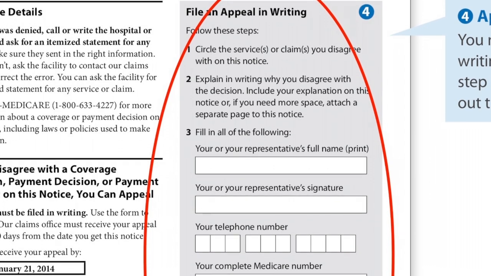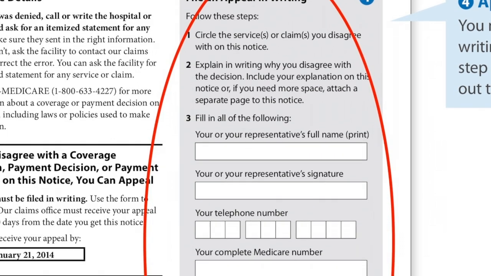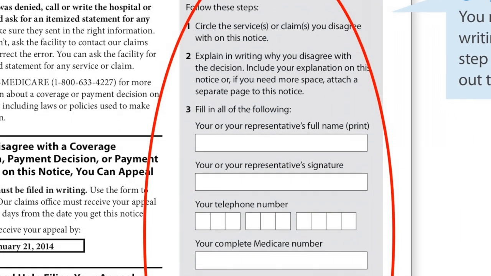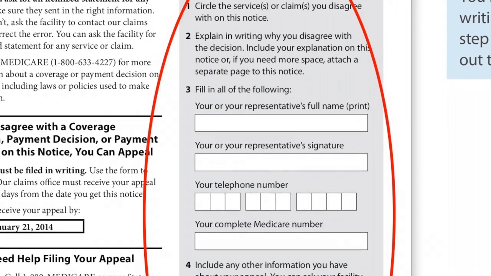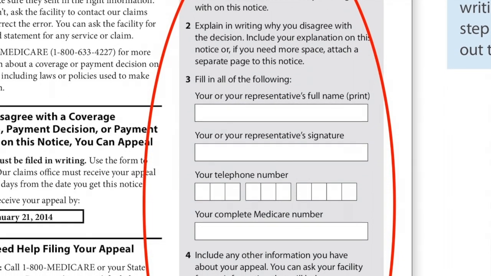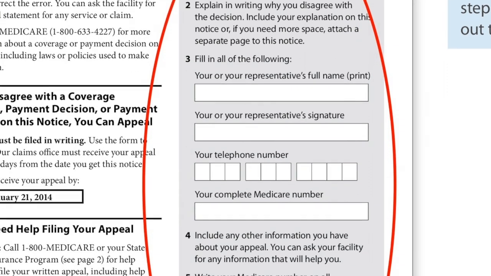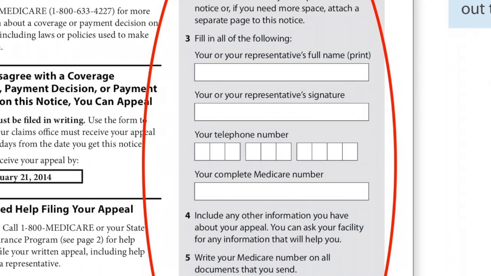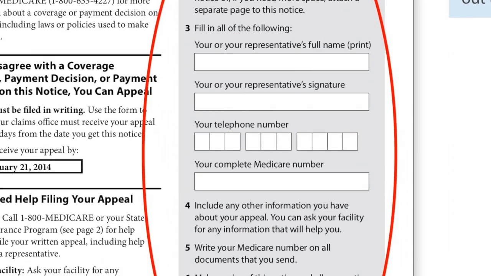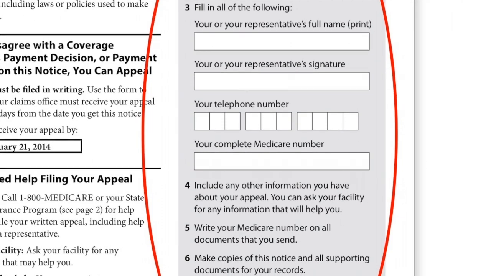To file it, circle the claims in the prior pages you have a disagreement with. Then, write out a statement to the people handling the appeal as to why you feel the decision was made incorrectly by Medicare. Remembering to include any documentation or other proof you have along with the statement, fill out your name or that of the person helping to file the appeal.